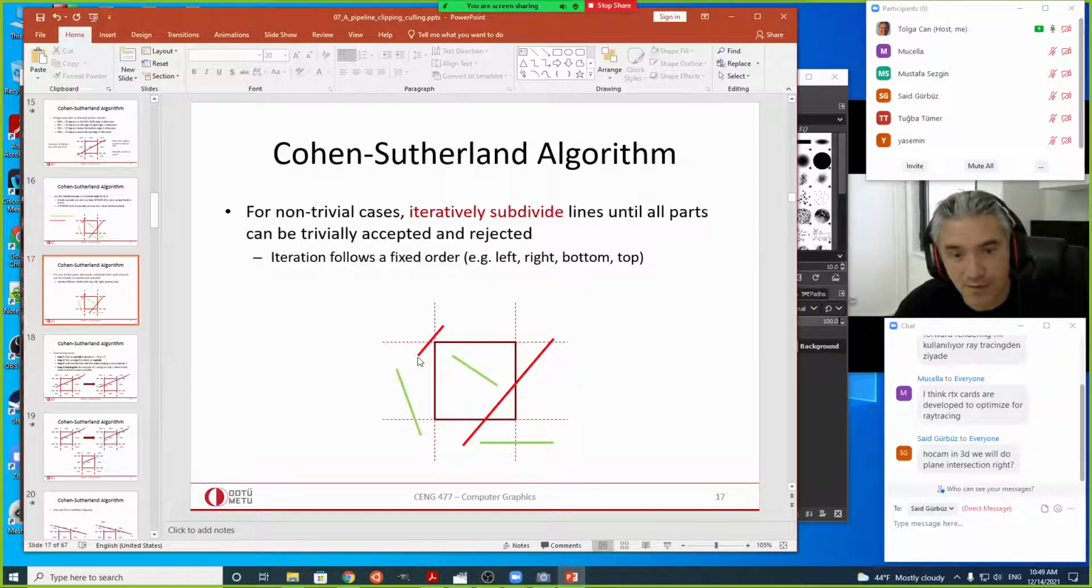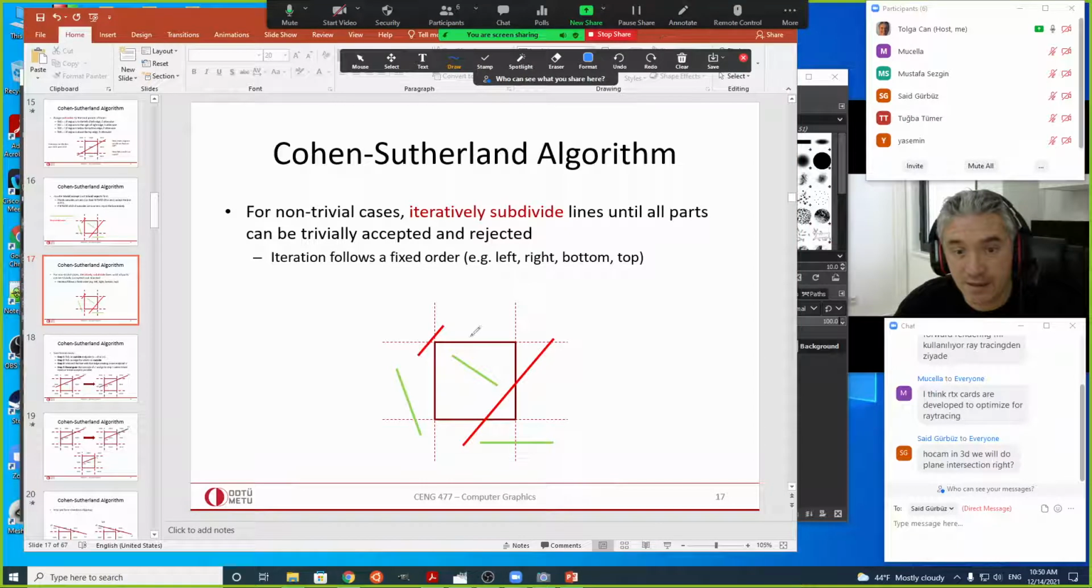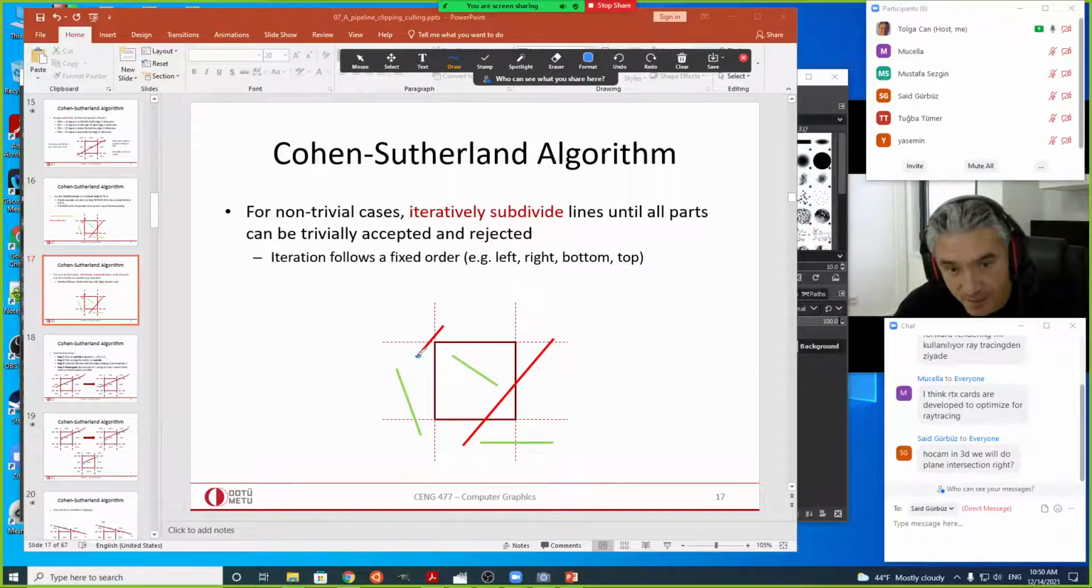For example, for this case here, it's going to be trivially rejected after clipping it against the left one. How can we trivially reject this one? Let me show you that. When we clip it against the left boundary, it's going to be here. The left boundary just cuts this line here, and both endpoints are above.